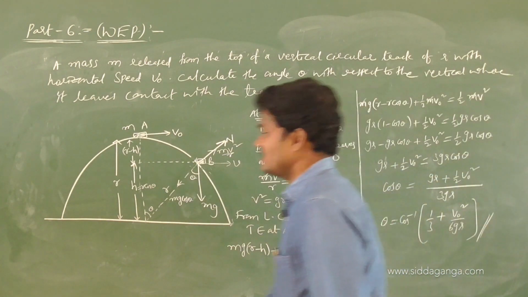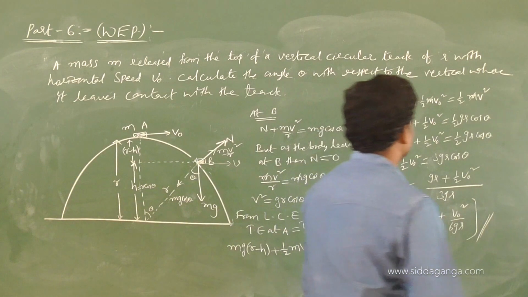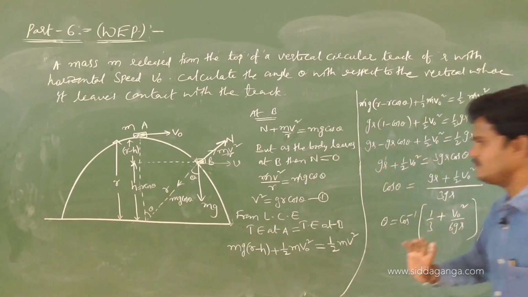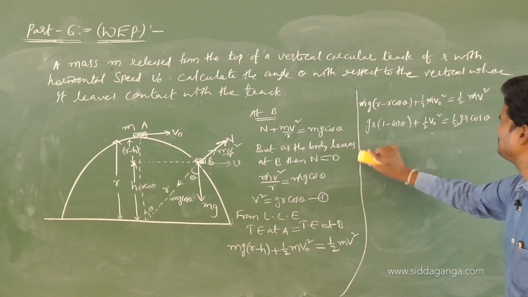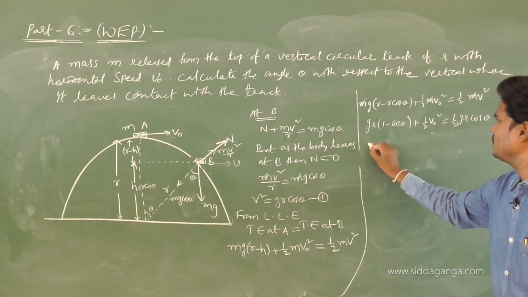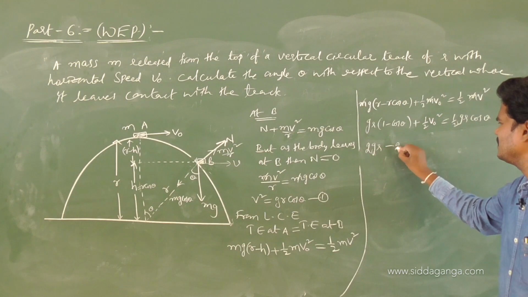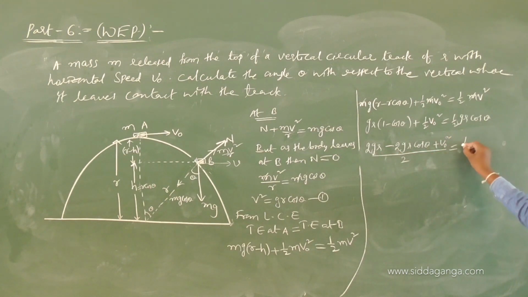Just let me check the answer somewhere, the calculations. Verify the calculation here. I think I did some small mistake in calculations. Yeah, here this 2 comes here. Sorry, some calculation mistakes. Let me do it here. Multiply this by 2gr. See, take LCM. 2gr minus 2gr cos theta plus v naught square, whole divided by 2. Simple calculations, please try to verify the calculations.